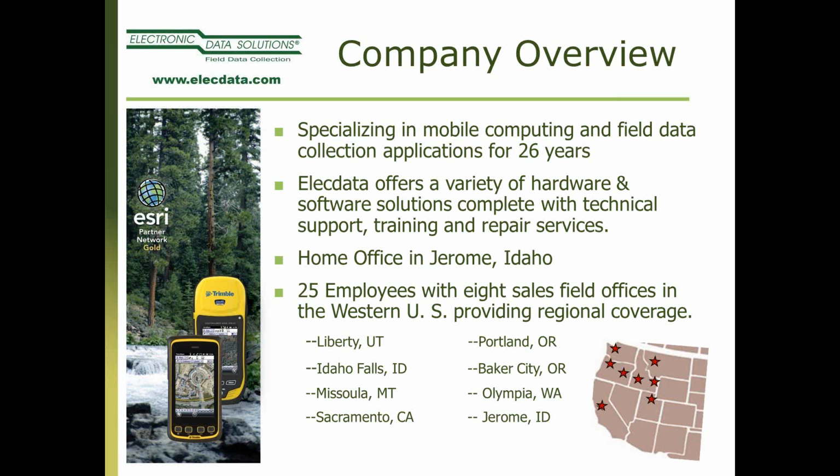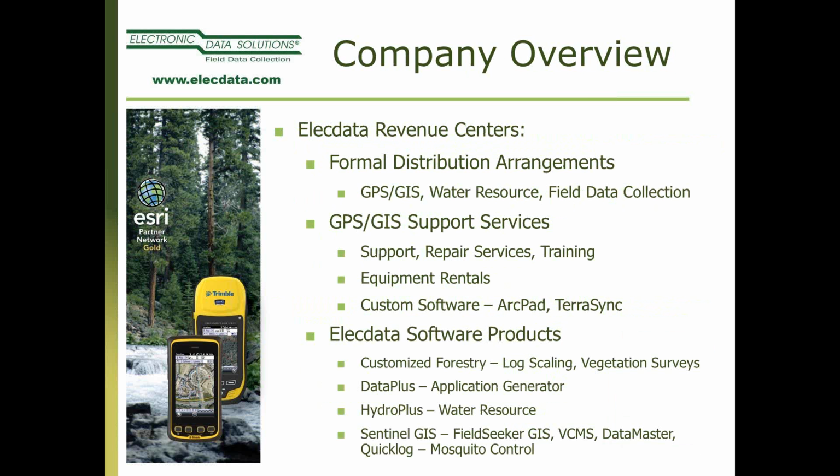Our home office is in Jerome, Idaho, which is in south central Idaho, about 100 miles east of Boise. And we currently have 25 employees located in 8 different field offices in 6 different western states. And so you can see a little map of where our current locations are. So this overview is really for people who aren't totally aware of who we are and what we do, so we just have a couple more slides here.